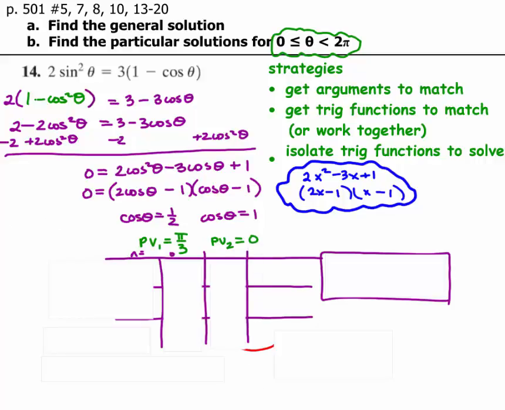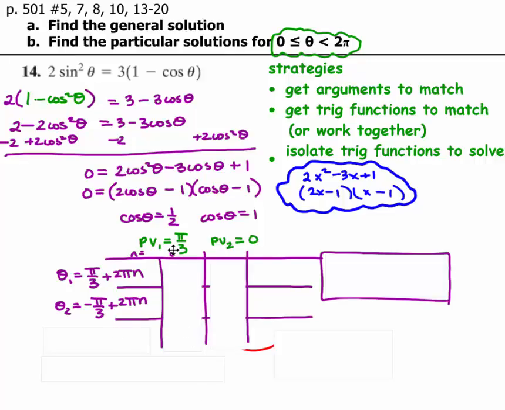All right, so then for each principal value, we're going to have a separate general solution equation. So our first general solution equation will involve pi over 3, and because it's cosine, we're going to have pi over 3 plus 2 pi n, and negative pi over 3 plus 2 pi n. And that's from our cosine general solution equations.